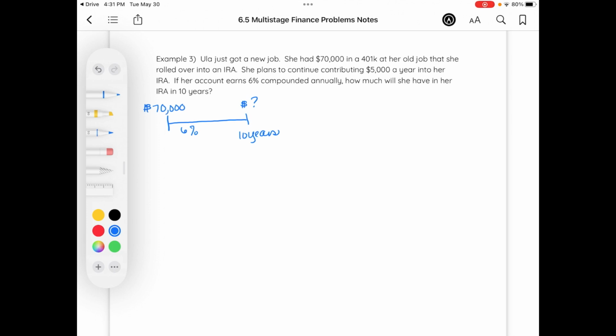I'm also thinking about starting from scratch. I'm depositing $5,000 per year, still again earning 6%, and doing this for 10 years. How much money will we get? And then, of course, combining the two portions together.